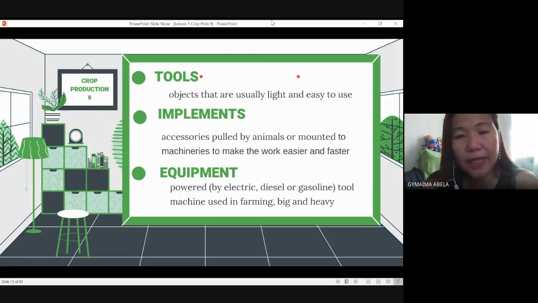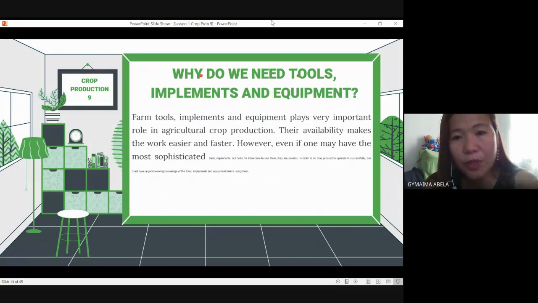So let us first unlock those terms. As you said before, correct, the tools are the objects that are usually light and easy to use, while the implements are the accessories pulled by animals or mounted to machineries to make the work easier and faster. And then the equipment is powered by electric, diesel, or gasoline, a tool or machine used in farming. Usually equipment are big and heavy. So why do we need tools, implements, and equipment?